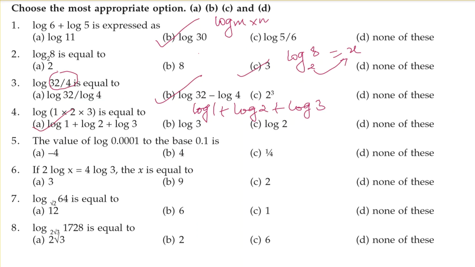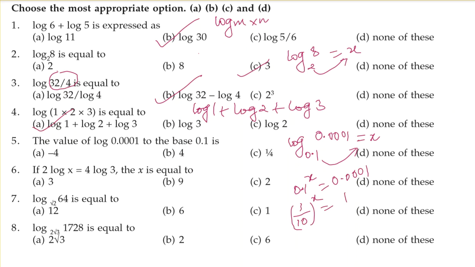Okay. The value of log 0.0001 to the base 0.1. This question you must do by the conversion method. Say this is x. If you convert in exponential form, 0.1 raised to the power x is equal to 0.0001. 1 by 10 raised to the power x is equal to 1 by 10,000. So x is equal to 4.